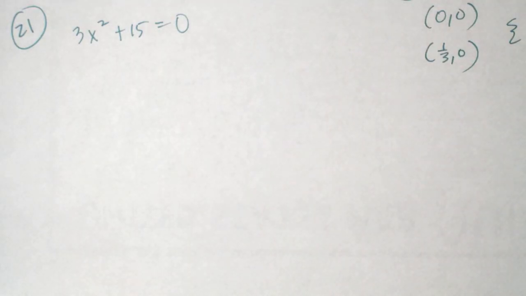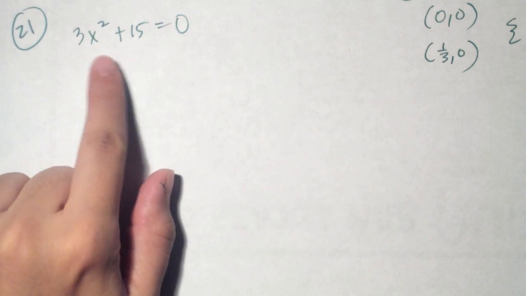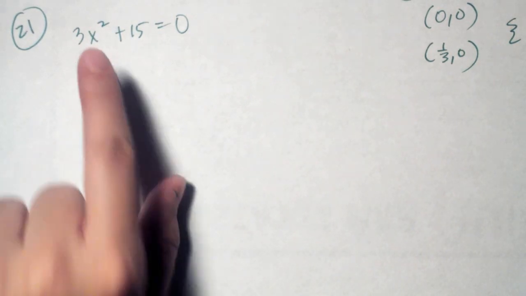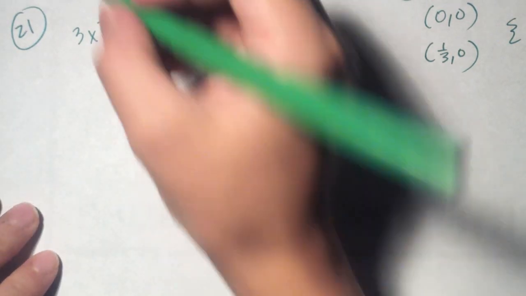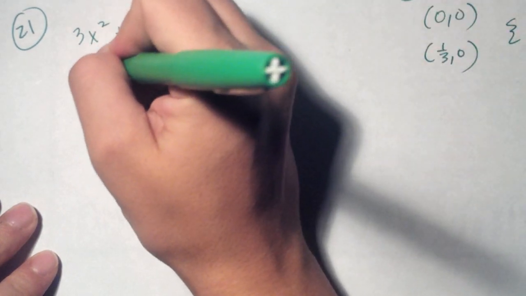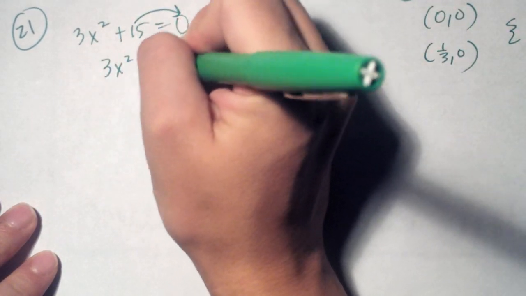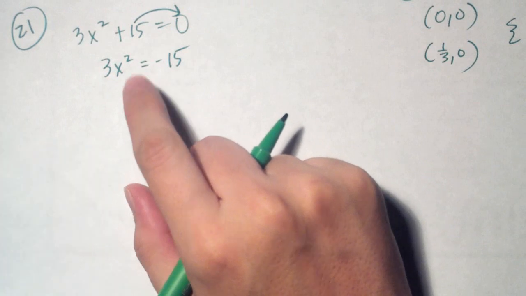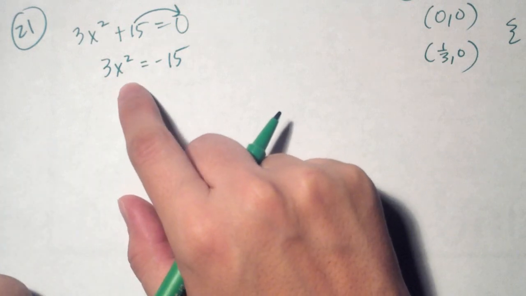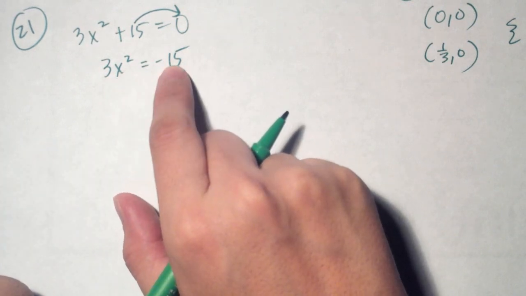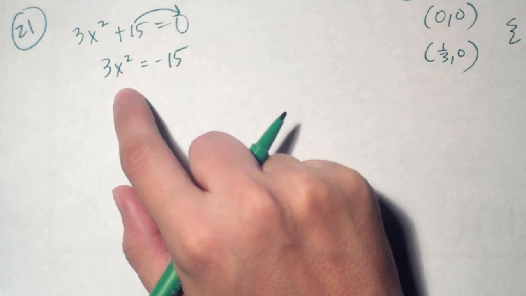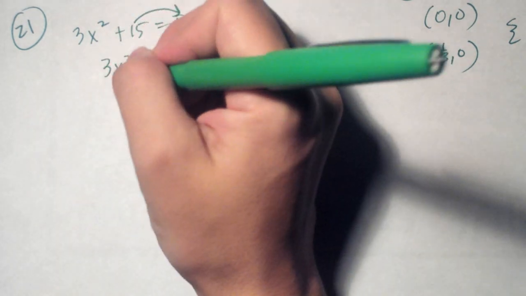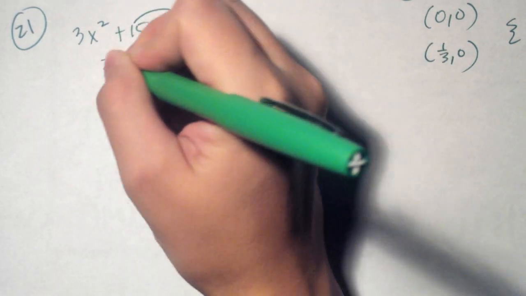So the easiest thing I'm going to do, guys, is I have two terms and I have an x squared. So I'm going to do the square root method. I'm going to move this guy over. So I get 3x squared equals negative 15. Right now, I already know I'm going to be in imaginary land because I have an x squared equals a negative number. Before I can take the square root, I have to divide both sides by 3.